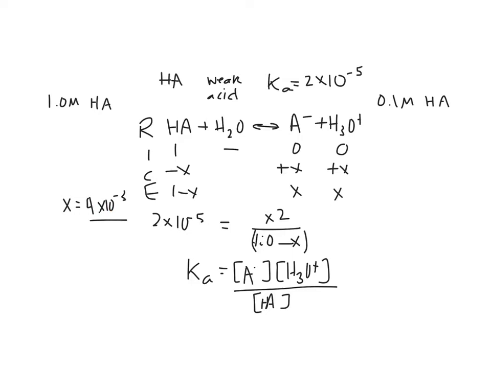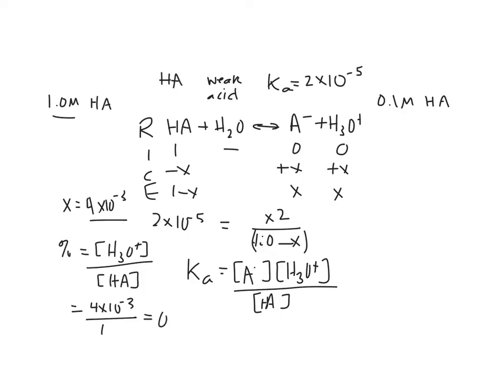If we wanted to find our percent dissociation, it is basically how much hydronium ion I have in solution compared to the concentration of my initial solution. So that's going to be our 4 times 10 to the negative 3 divided by our initial concentration of 1. So our percent dissociation is about 0.4%, which is reasonable.